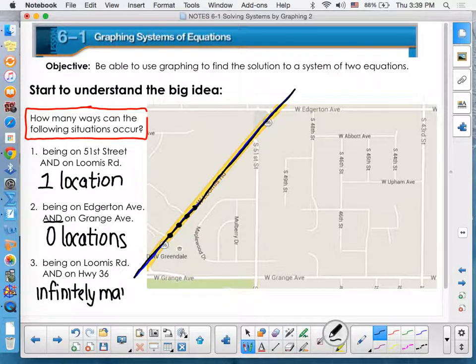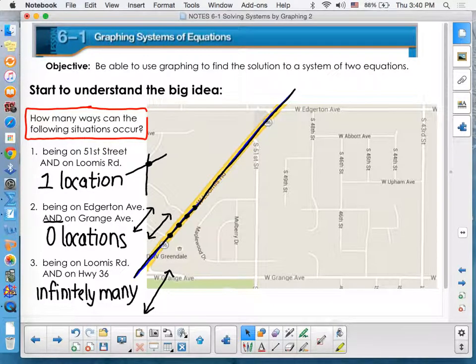same time. What this relates to is the number of ways we could graph 2 lines on a graph and have them intersect. They could intersect once, like our 51st Street and Loomis Road example. So please draw these in next to you so you get the idea. They could intersect 0 times and be parallel. In other words, they would never cross. Or they could actually be physically on top of each other so that there's really only one line appearing, just like Highway 36 and Loomis Road, and there would be lots of places that they would intersect because they would fall, every single point that's on one of them is on the other.